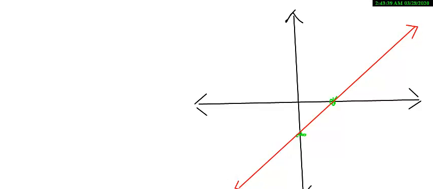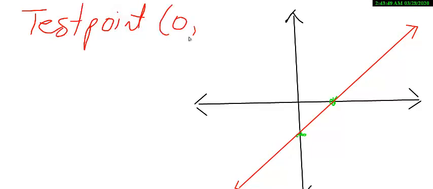The number 3, the test point, I'm going to highlight the test point. The test point will be (0, 0). I'm going to replace x and y with 0 and 0 in the inequality and check if the statement is true or not. So I have the inequality y less than or equal to x minus 1.